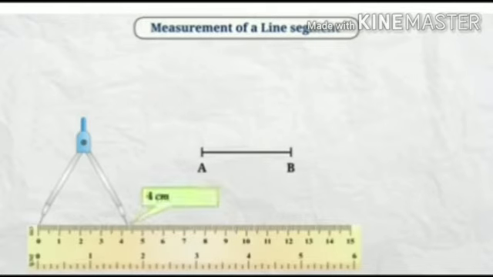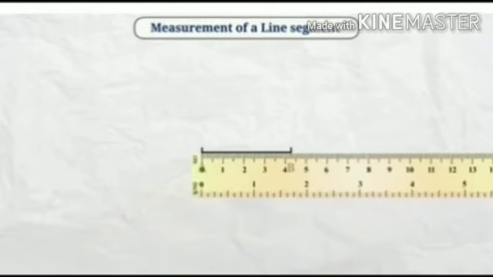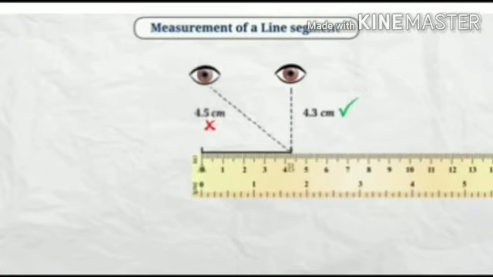Here, we have 4 cm and 3 mm. We write it as 4.3 cm. Note that we can directly use the ruler, but to get the correct measure, the eye should be correctly positioned vertically above the mark. Otherwise, the error can happen due to angular viewing.